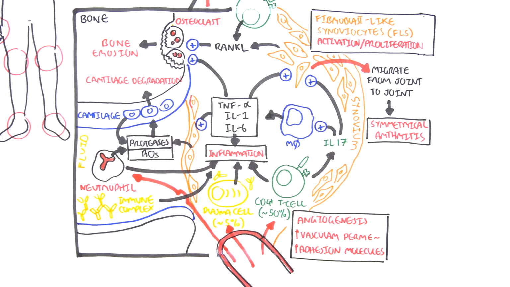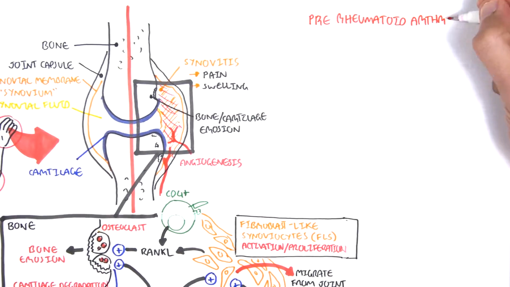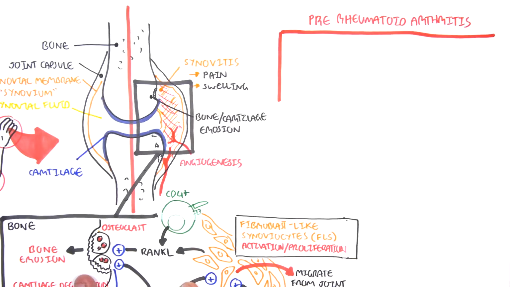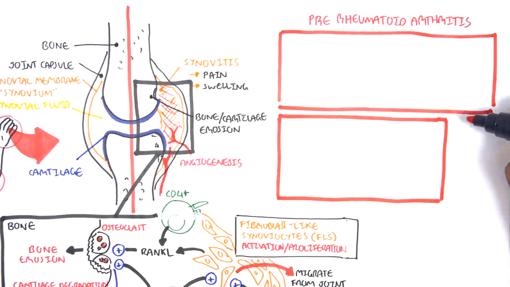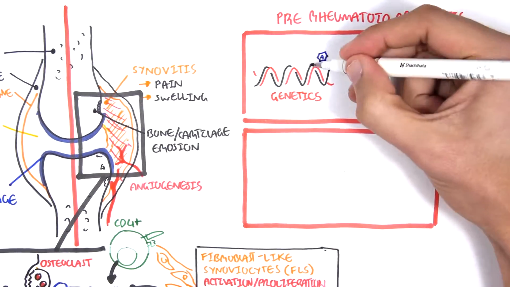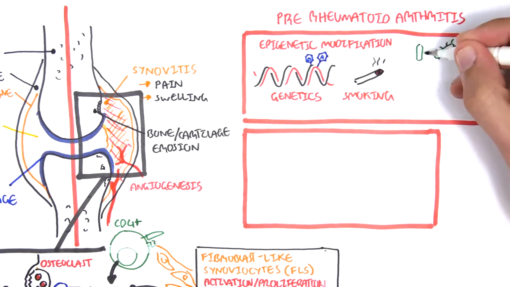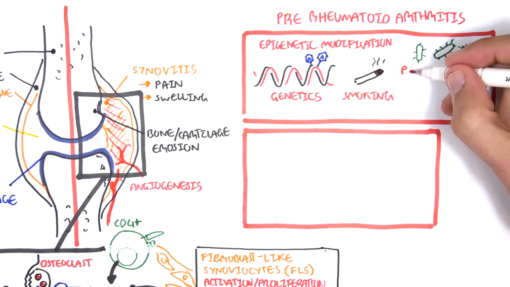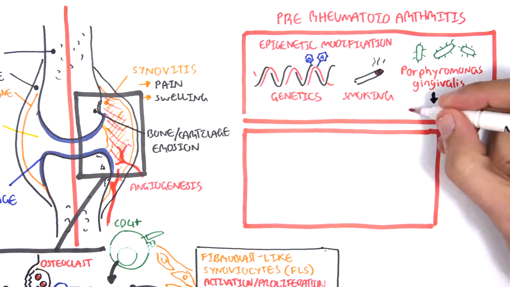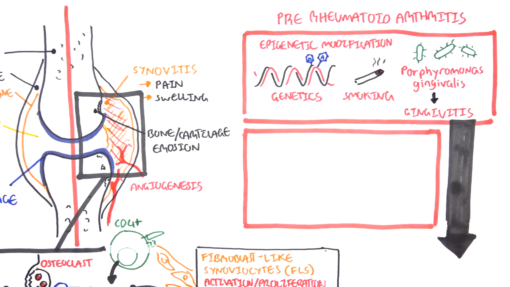Well, as I mentioned, we don't actually know, but there are a few theories out there. So let's go to the pre-rheumatoid arthritis phase, before a person has rheumatoid arthritis. There are many possible things that could contribute to the development of rheumatoid arthritis. These include genetics, epigenetic modifications, smoking, and a bacteria called Porphyromonas gingivalis, which can lead to gingivitis. Essentially, these things can cause modification of autoantigens.